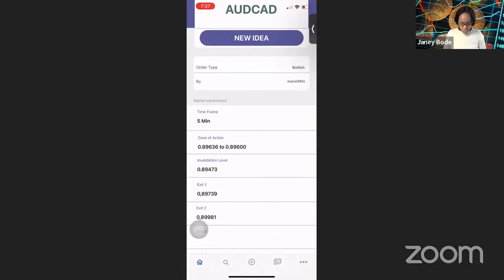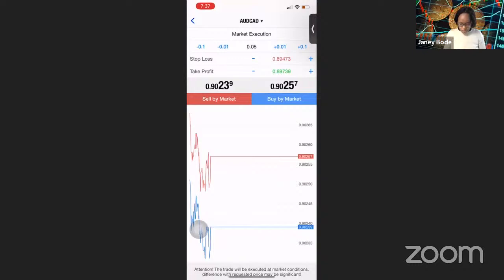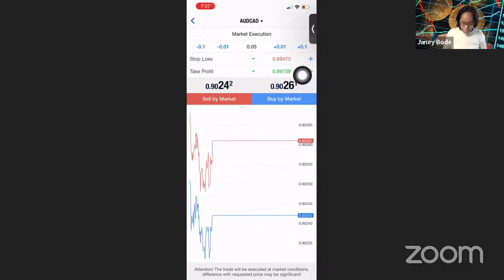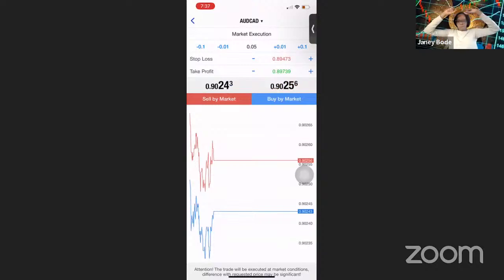You see how it's 0.89636, and here we're already at 0.9025. That's the reason why it's not gonna take the trade, because it doesn't make any logical sense. The market is already at 0.9025, and yet I'm telling it to take my profit at 0.89739. Doesn't make any logical sense. It's already gone. But the only thing you would have needed to do is just click the buy market. That's it.